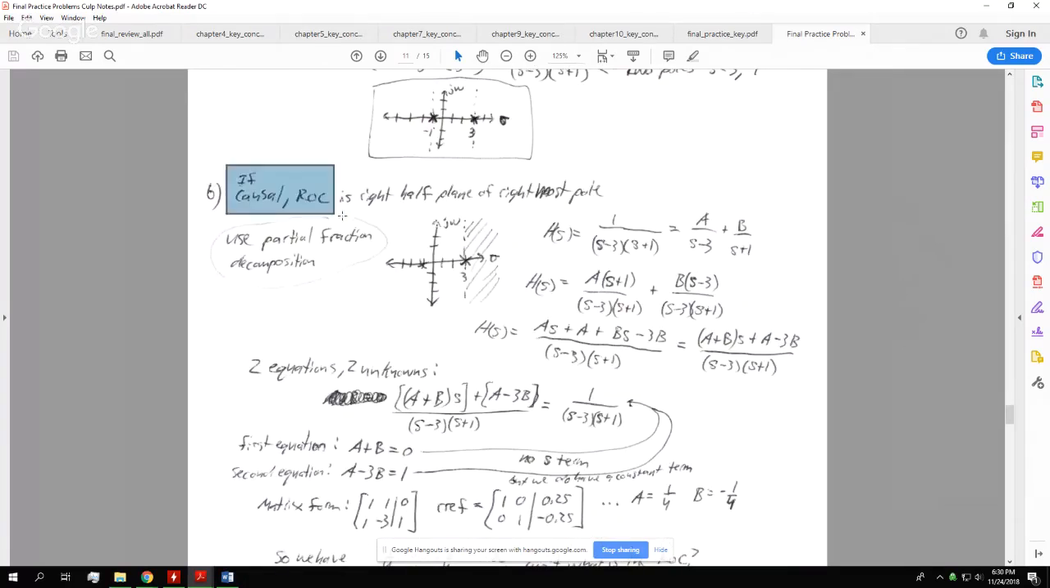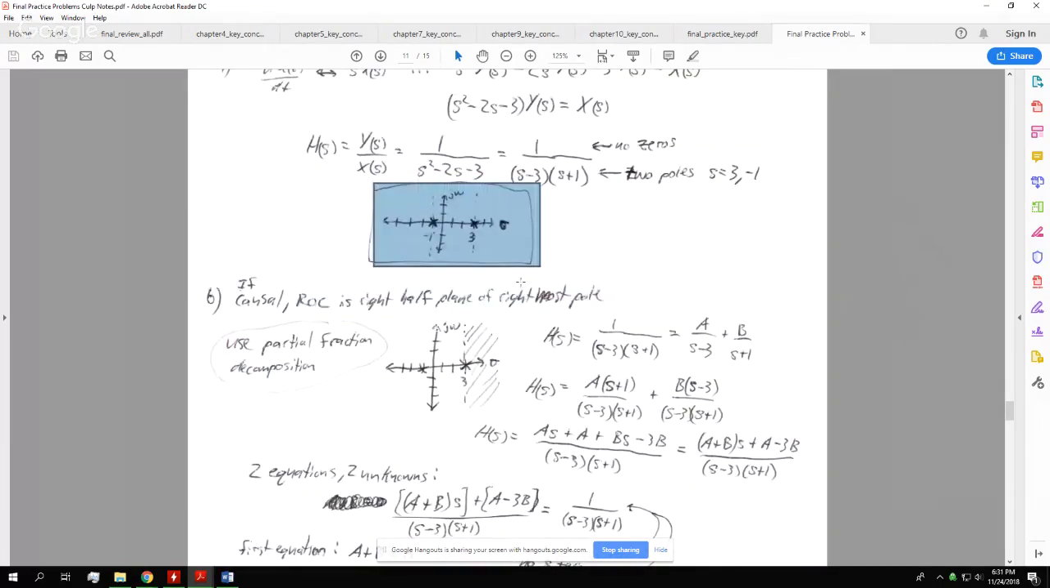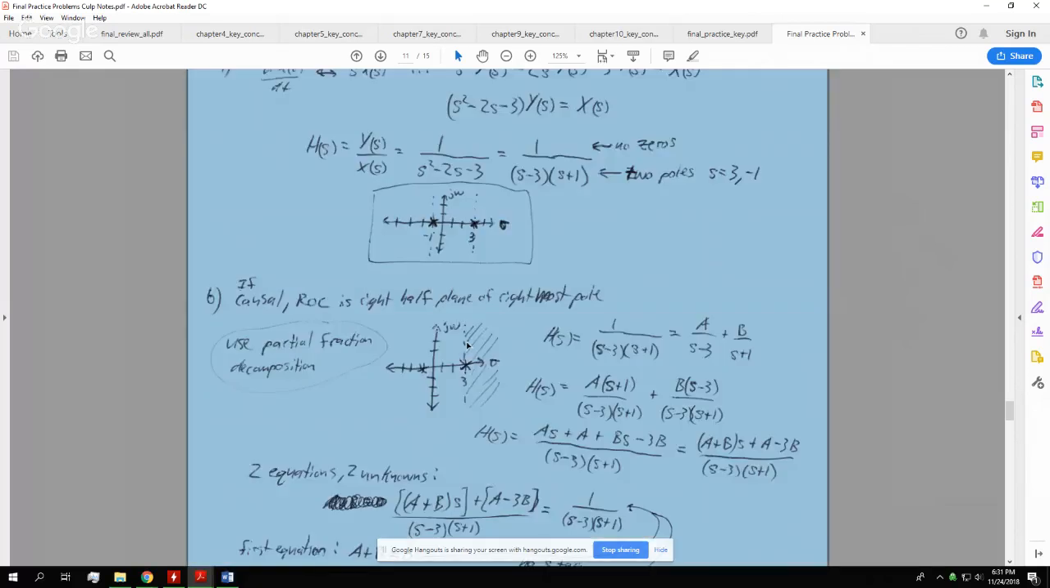So if a signal or a system is causal, that means by definition that the region of convergence is the right half plane of the rightmost pole. In part A, I drew h of s, but I didn't shade anything. So this is only half the picture of what our system is. We have to define our region of convergence for it to become a description of a full system. So in part B, we're given that condition. We want it to be causal. So I took my same image from part A and I shaded the right half plane of the rightmost pole. And that tells us that this system is causal.